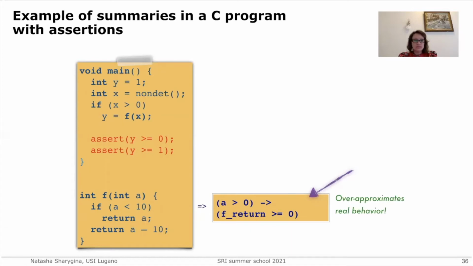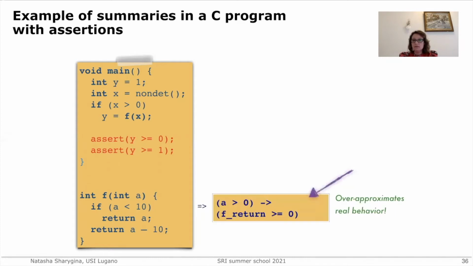You can already see on the slide a proposed formula, which could be an over-approximation of the real behavior of function f. As you can see, this proposed formula does not refer to particular values of variable a, for example, as it's happening in the actual implementation of function f. It simply observes that whenever a is positive, the function returns a positive value.